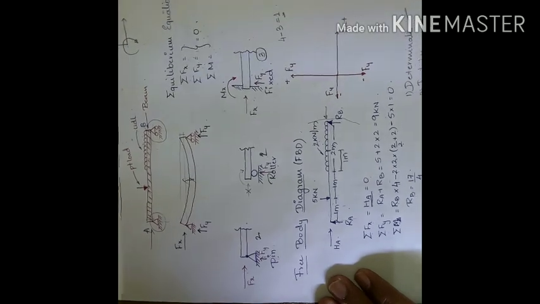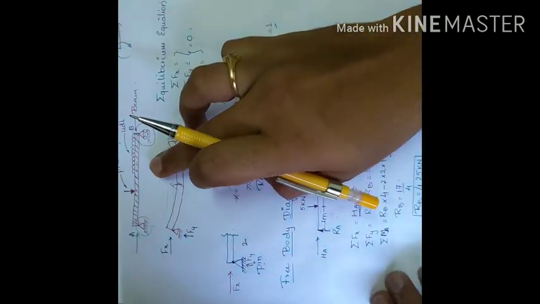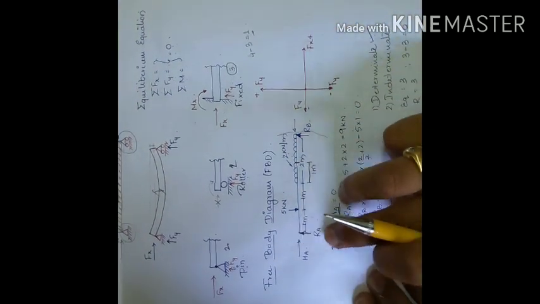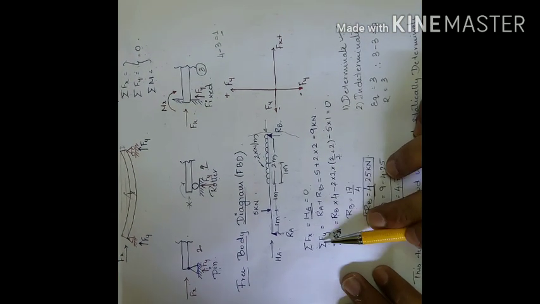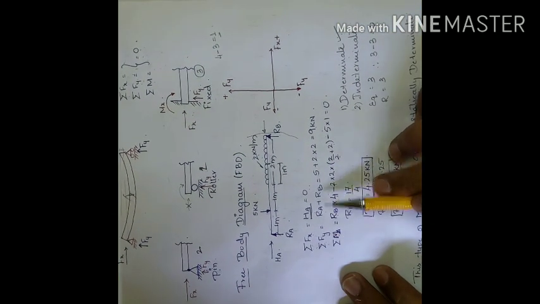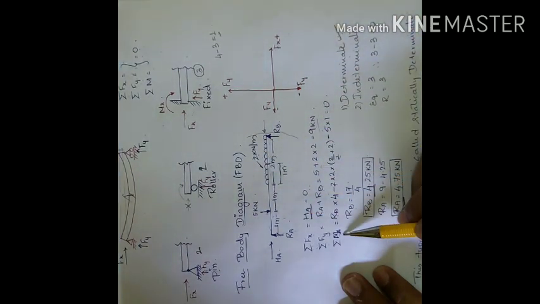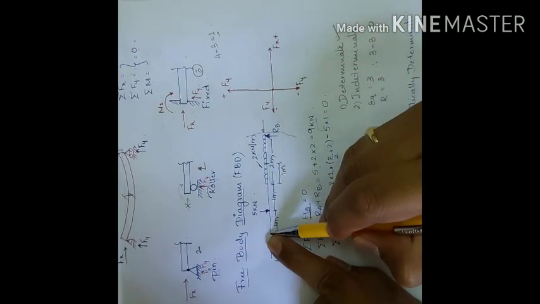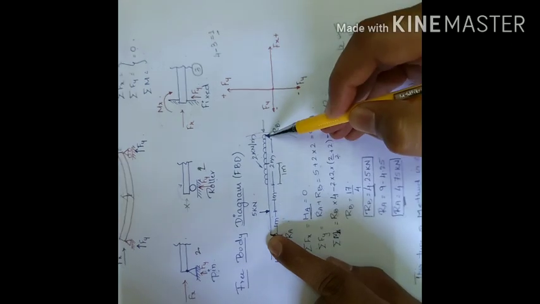One simple example I shall give you: when I draw the free body diagram of this beam, it's a beam with a UDL, a point load and the horizontal reaction. Summation of Fx: HA is 0. Summation of Fy: RA plus RB equals 5 plus 2 into 2. Now if I take moment about this point, RB into distance, which is 4.